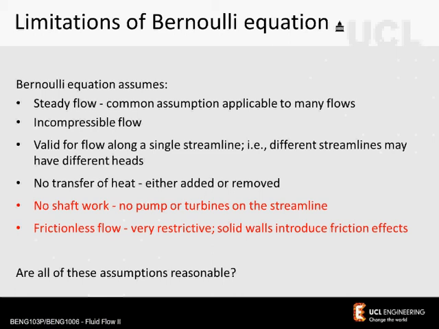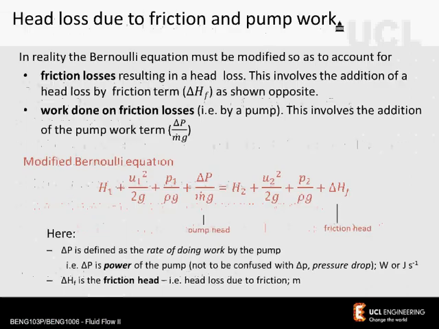However, the two assumptions that are a bit of a problem for us are that there is no shaft work, so there's no pump or turbines on the streamline that are adding energy to the system, and also that there is frictionless flow, and that's particularly restrictive because solid walls always introduce friction effects on flow. So those last two assumptions are not particularly reasonable, and the equation has to be modified in order to take account of them. So we can make two modifications to the Bernoulli equation to take account of the friction losses and the work done on the system.